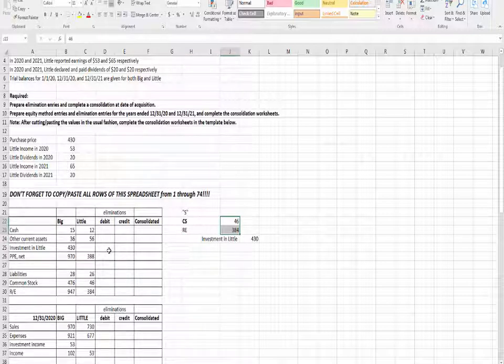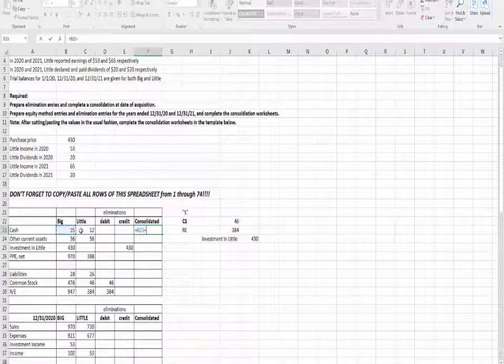Take the debits, post them to the debit column, take the credit, post it to the credit column, and complete the worksheet. So we're going to go ahead and debit common stock for 46. We're going to debit retained earnings for 384, and we're going to credit investment in Little for 430. Now we add across each row, keeping in mind our debit and credit rules. For cash, there are no adjustments or no eliminations, so we simply add across.